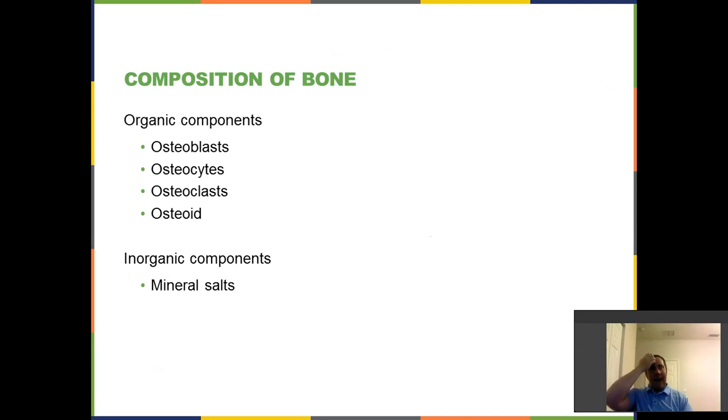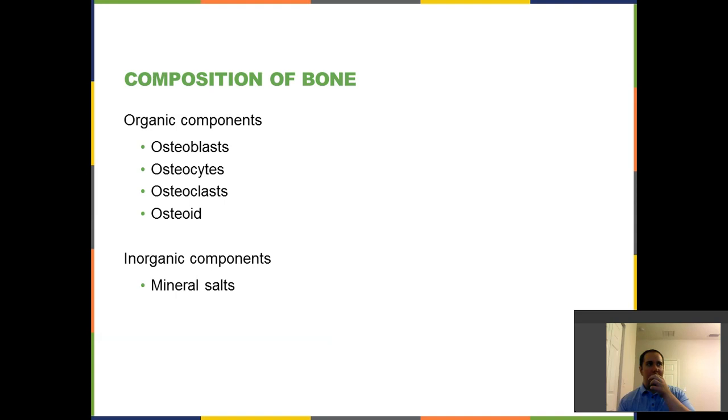So if you look at what makes up bone, at a kind of macro level, there are organic components and inorganic components. From our chemistry lecture, do you remember what is the difference between organic and inorganic? Isn't organic with the carbon? Yeah. So organic always means carbon and inorganic means without carbon.